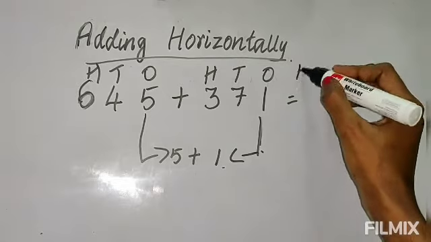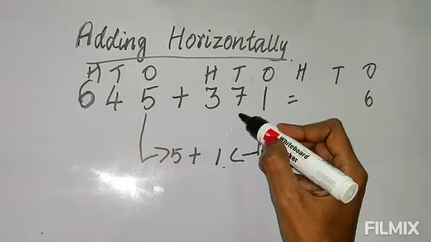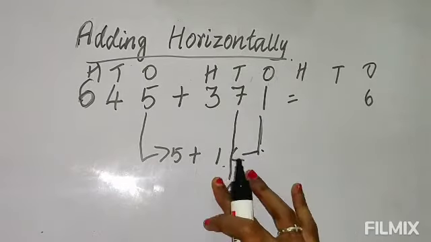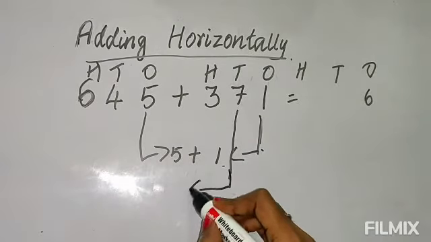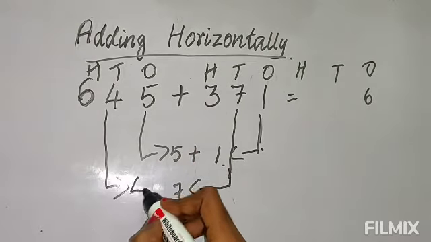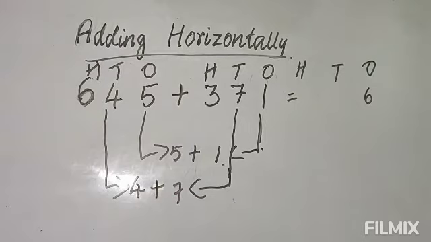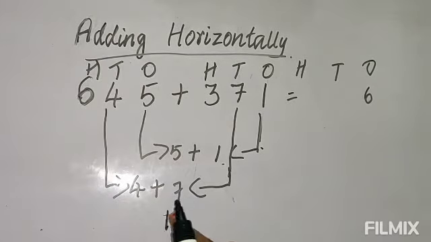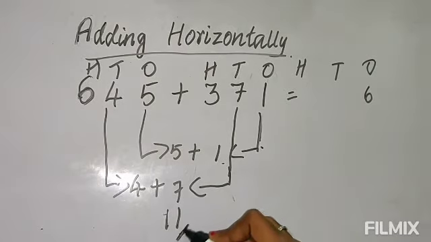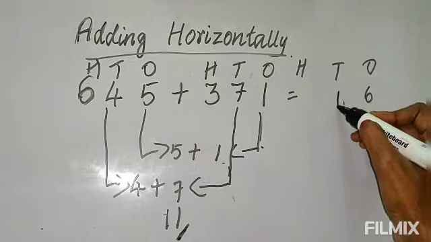Now see the 10's place. In 10's place here it is 7, and here the number is 4. You have to add these two: 4 plus 7 you will get 11. So you are getting a double digit number, and you cannot write 11 here. So what will you do? Only the right side number, that is 1, you will write here in 10's place.